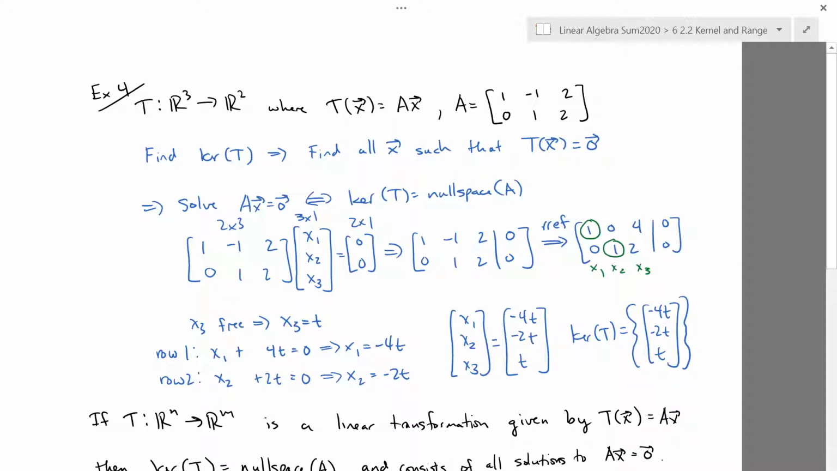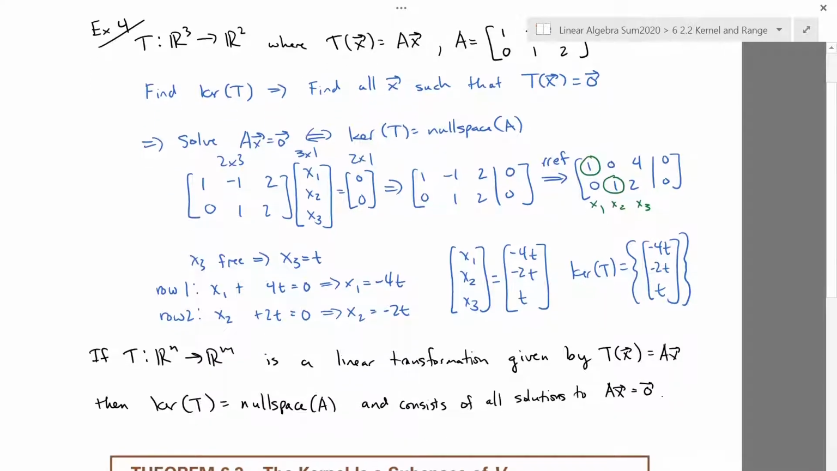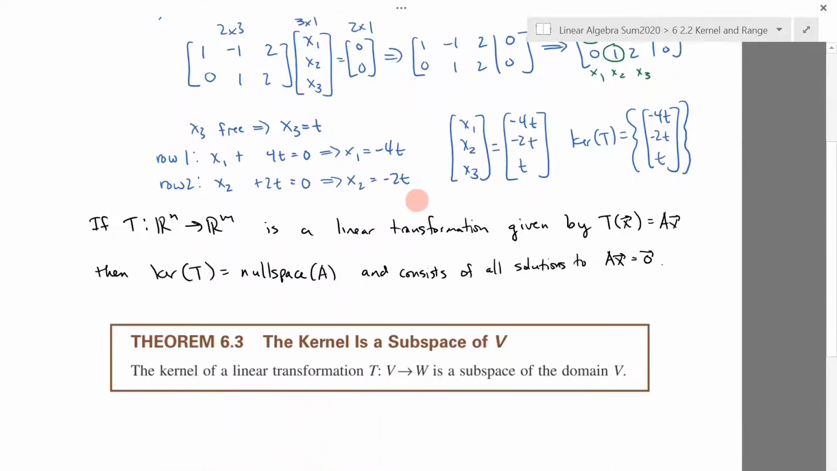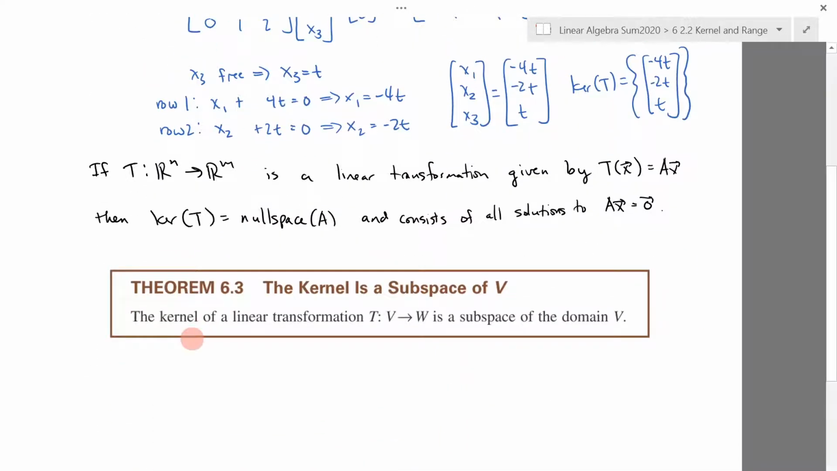One thing to keep in mind: we see here that the kernel of T is the same as the null space. This is true for any linear transformation that's given by a matrix. The kernel is the same as the null space, and because we know the null space is a subspace, that means the kernel is also a subspace, and it's a subspace of the domain. So this is true in general. The kernel of any linear transformation is a subspace of the domain.